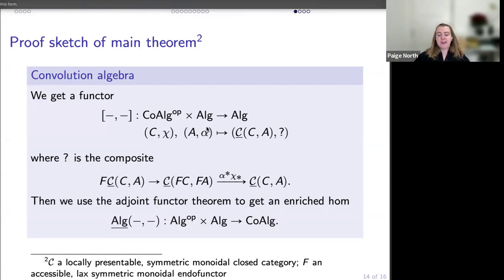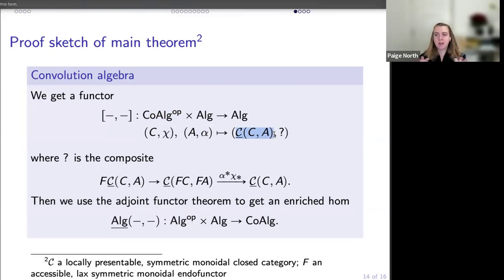In the middle section of this talk, I explained the main theorem by working through an example and doing some calculations. Now I want to talk about what is happening in the proof of the theorem. In the proof, we describe by hand this cotensor of the algebras over the coalgebras. So we construct by hand a functor like this, and it takes a coalgebra and an algebra, and it produces an algebra structure on the internal Hom.